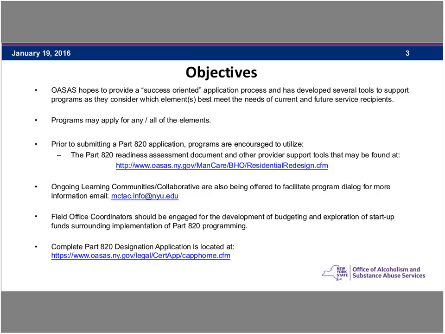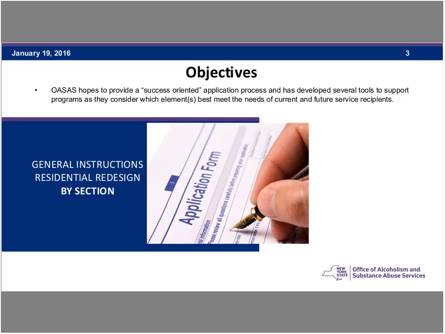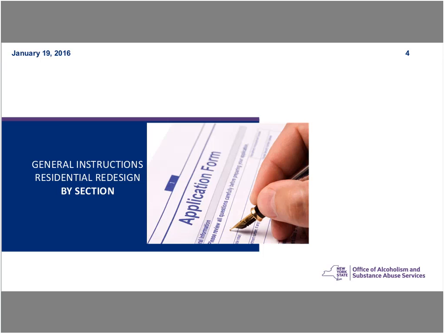You will find the complete Part 820 designation application located on the OASIS website. You go to the OASIS website, you click on OASIS Services, and then click on Certification, and the first thing up that you will see is the Residential Redesign application. This webinar will explore the strategies required to complete a successful designation application. It will not speak to funding or Medicaid managed care contracting.